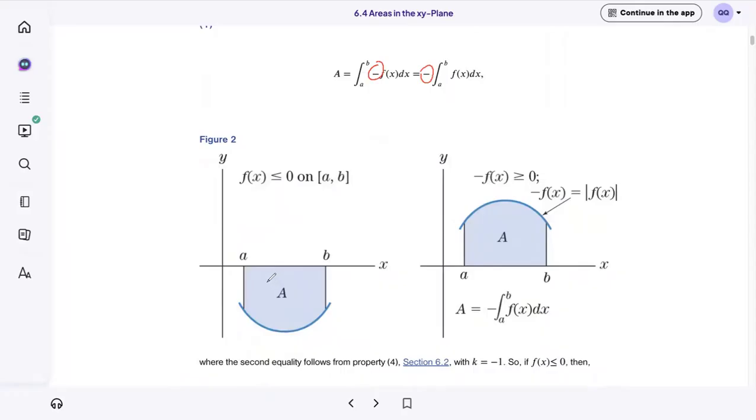So this is showing if we have the area under the x-axis. So if the area is under the x-axis, so what do we do? We take the absolute value of that function. So we negate the negative. Negative, negative becomes positive. So we negate the negative, so once we put the negation sign, it becomes positive.